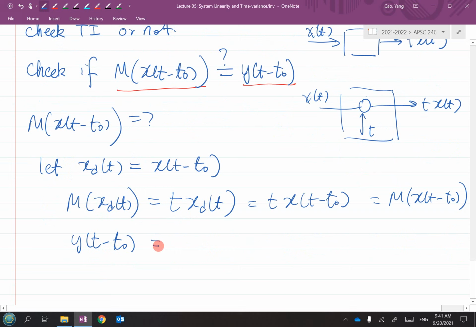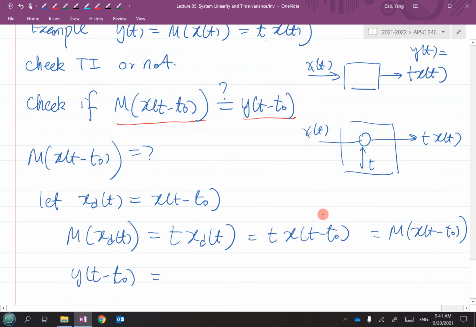So I'll give you a chance to write it down here. So here is y, which represents your system output. Yes? Here? You mean it should be xd? No, xd is over here. And I define my xd of t as x of t minus t naught, which is this one here. Yeah. It's the same function. It's just I'm writing it a little bit differently.